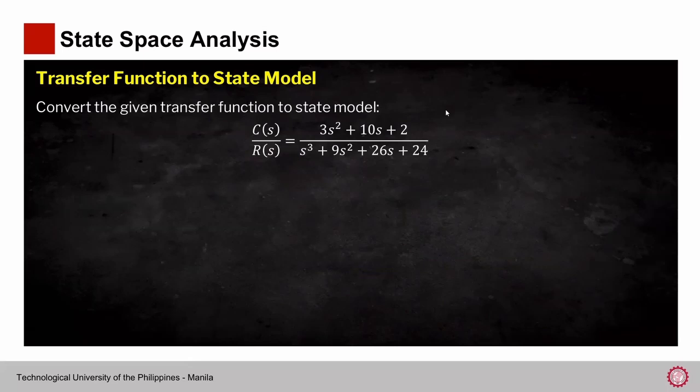So remember, 'di ba, during the lecture ng module 1, we have discussed that we have, actually, three lang, pero may fourth, right? Na basically, four mathematical models of a control system. So the first one is differential equation. The second one is the transfer function. The third one is the state space, or the state model. And the fourth one is the impulse response.